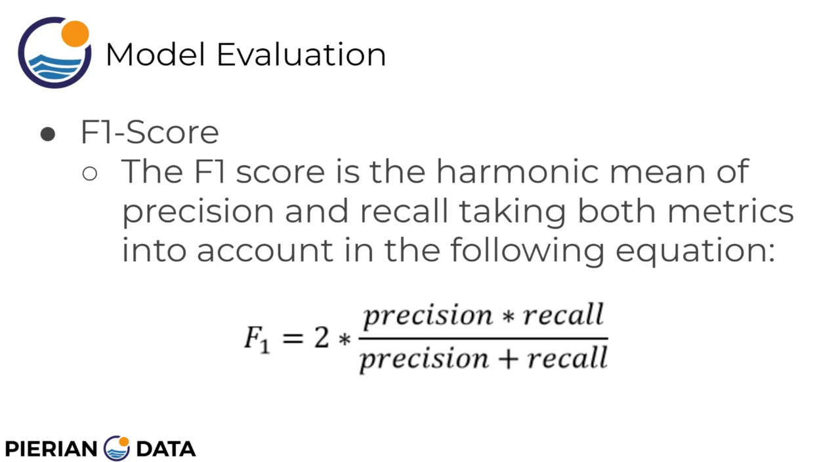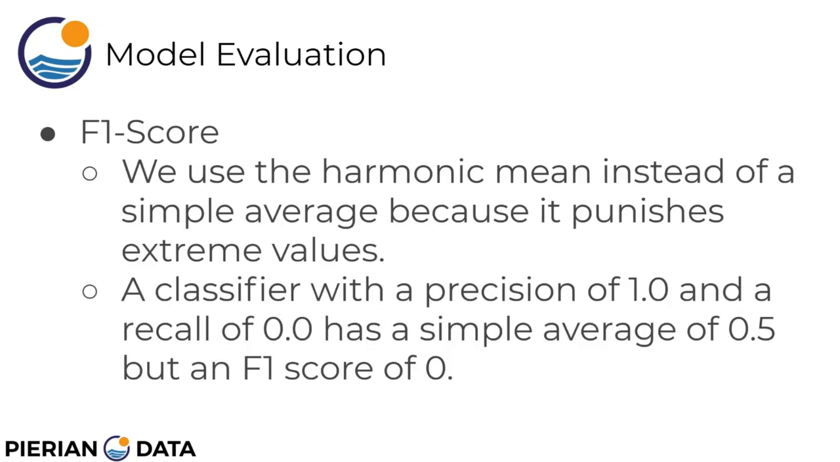And the F1 score is the harmonic mean of precision and recall, taking both metrics into account in the following equation. So this isn't just taking the average of recall and precision, it's taking the harmonic mean of them. And so here we have the formula for F1 score, where F1 score is equal to 2 times precision times recall in the numerator, and then divided by precision plus recall in the denominator.